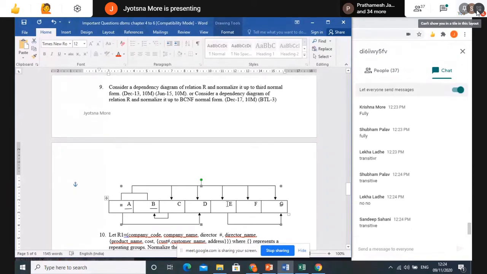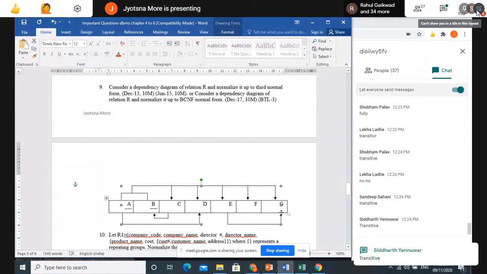Next, E determines G. When we are saying it is transitive, it should be yes. Non-key determines non-key. When it is non-key determines key, then it is not transitive. Remember, E is determined by a key attribute and then a non-key attribute is determining the next non-key attribute. So this is known as a transitive functional dependency. Fine. So this part is done, everyone.